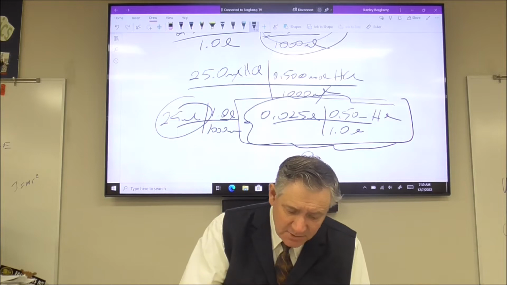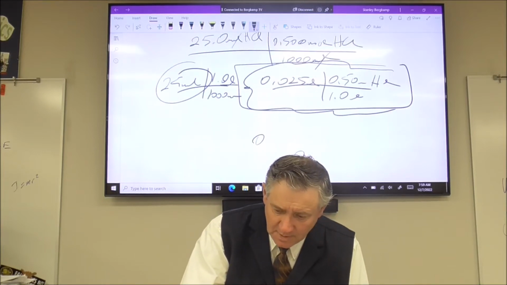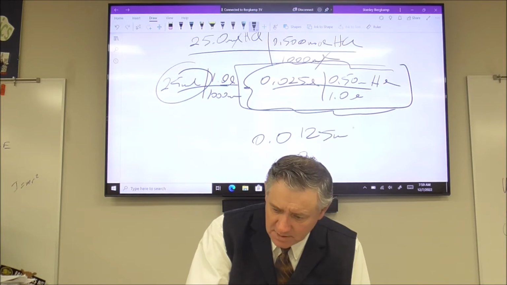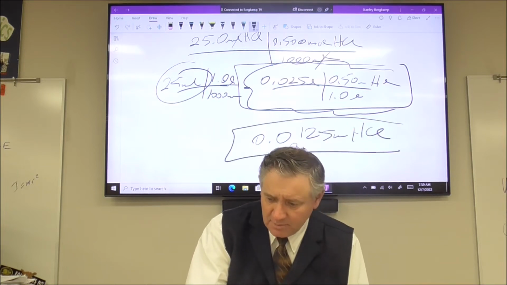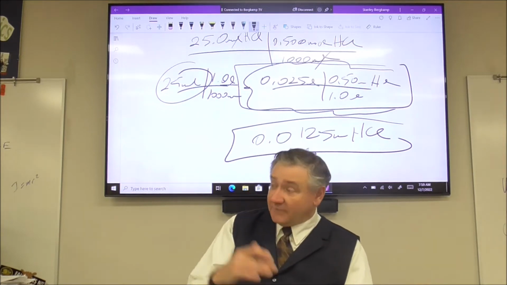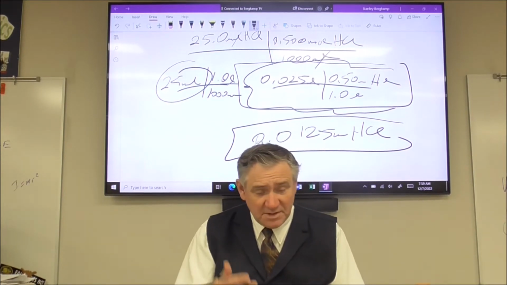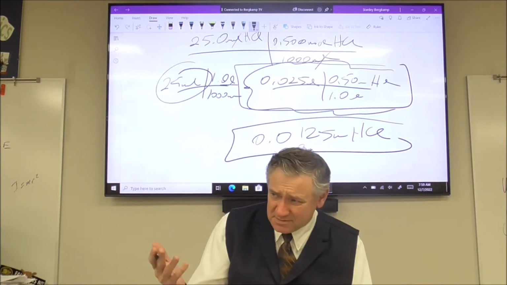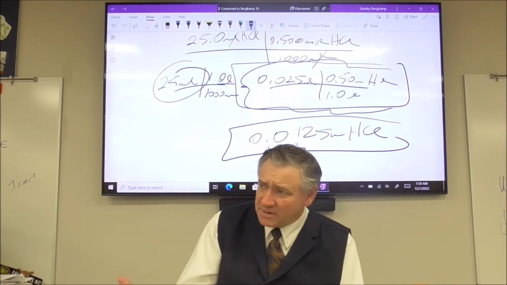So your answer to number 15 should be 0.0125 moles of hydrochloric acid. So that's what you get when you multiply that across. Okay? Not very many, because number one, you only have 25 milliliters, 0.5 molar, right? Okay? So that's how many moles that you have.